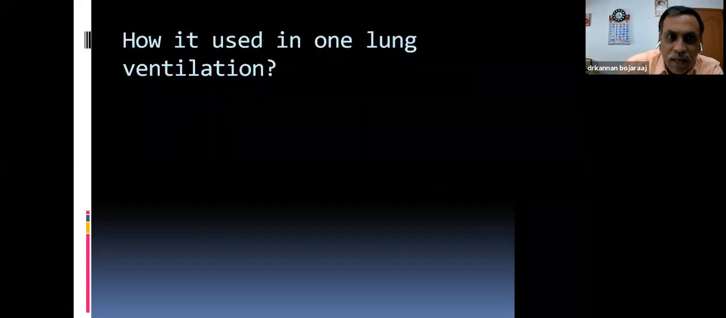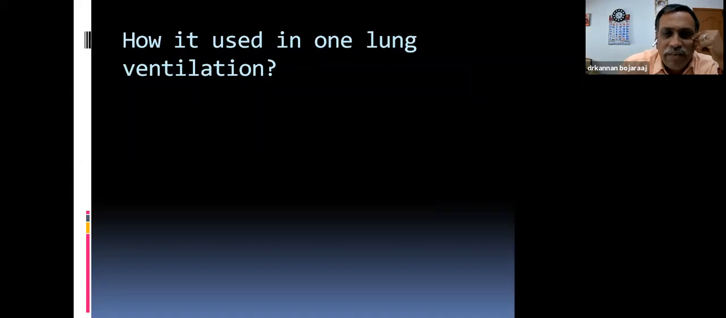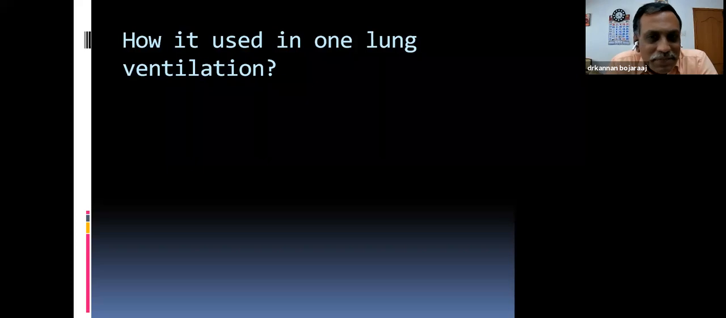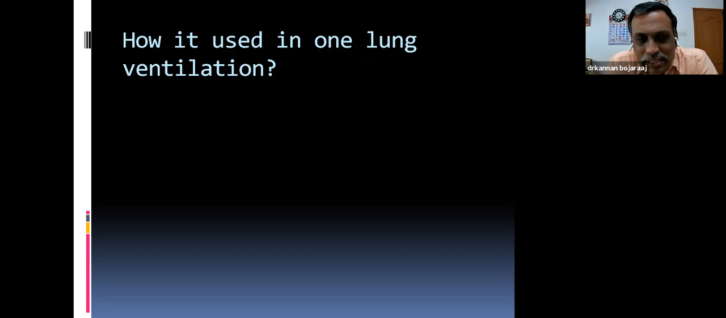Okay, thank you. How is it used in one lung ventilation? This Bain circuit can be used in one lung ventilation. Any idea regarding this? This question was asked by the examiner of the North. Kritika is the senior most qualified anesthesiologist. Can you use this Bain circuit for one lung ventilation strategies? Any idea? No, sir.